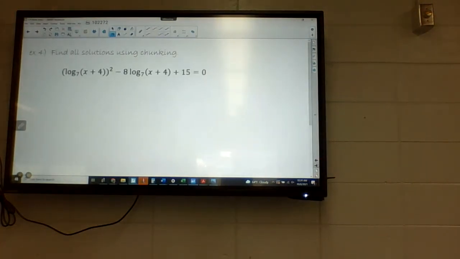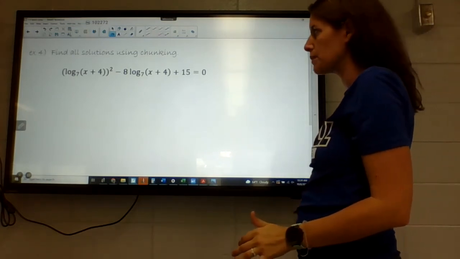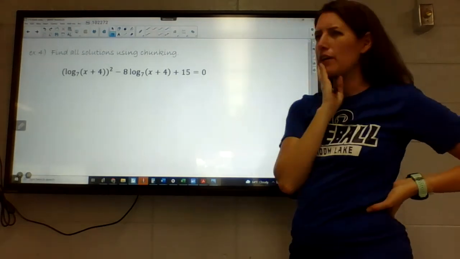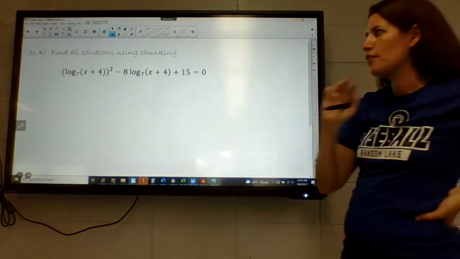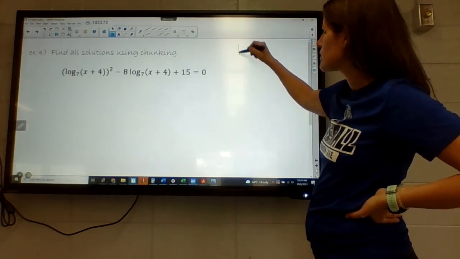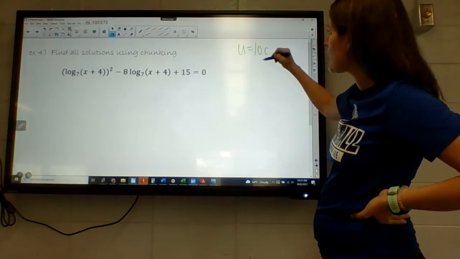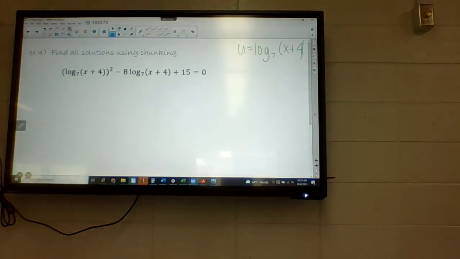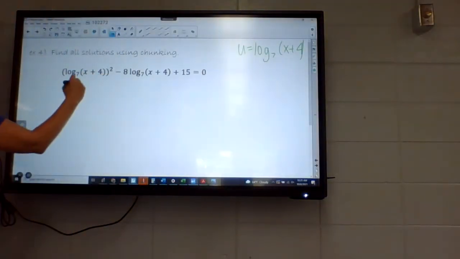All right, this next one. Do you guys see a chunk? x plus 4. So there's our chunk. I'm going to use u again, actually, is there a bigger chunk? Log 7. Let's do that instead. So let's call u log base 7 of x plus 4. Right now that doesn't seem very helpful. You're like, I don't know anything about log base 7 of x plus 4, but we'll worry about that later. So anytime I see that, I'm going to write u.